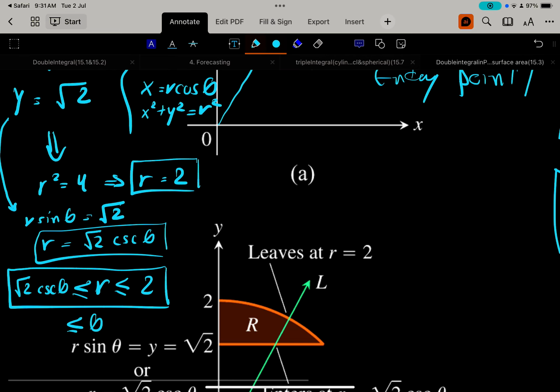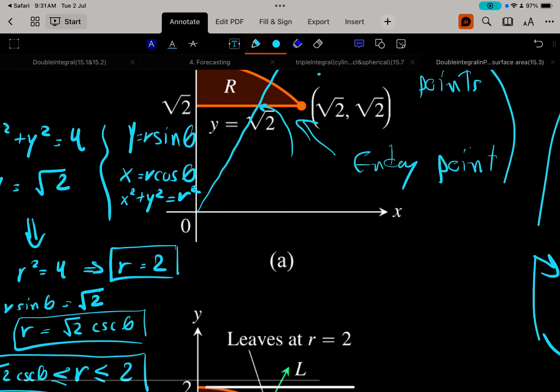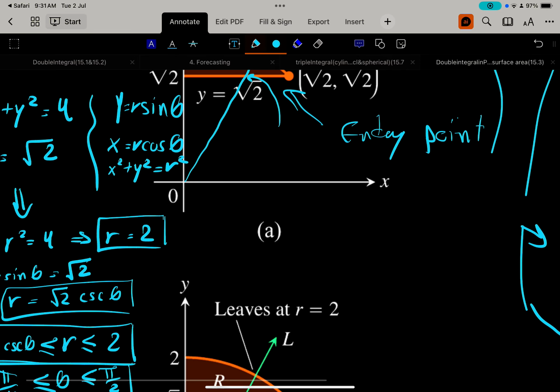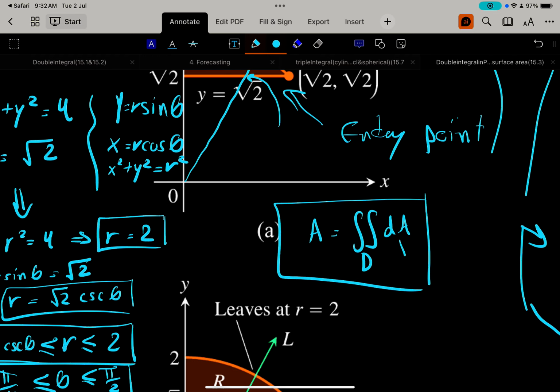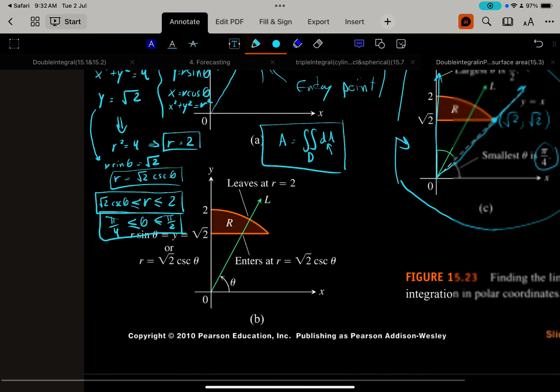We also have the range for theta. We said it's bigger than pi over 4 but smaller than pi over 2. And now we can integrate in order to find the area. In Cartesian coordinates, we know that the area is just the double integral over the domain of the area, dA. So this is the way we find the area. Now we will need to convert this dA into the polar coordinate system, and we're going to show you exactly how.